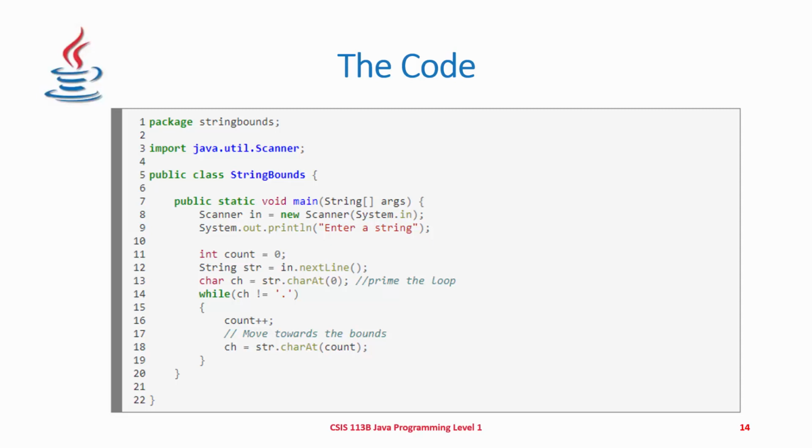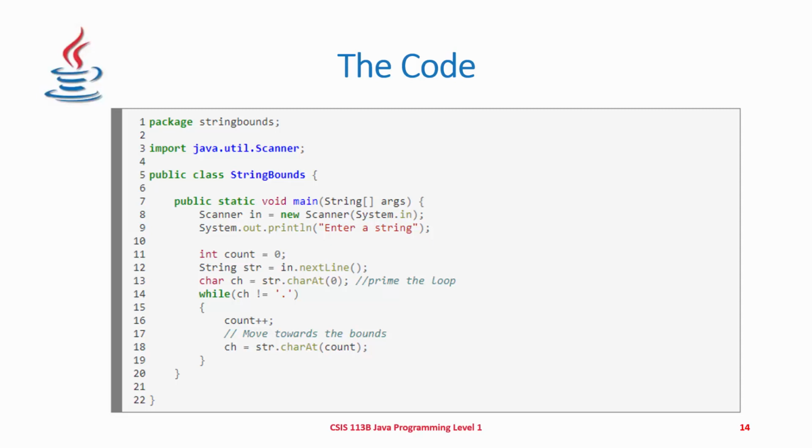If it's not, we'll increment count. Then we'll assign char at 1, since count will be 1 at that point. We'll look at the second character in the string, assign that to char, then test to see if that's a period. If not, increment count. Now we're at 2 for count, so we're at the next char in the string, assigning it to the ch variable, checking to see if that's a period.